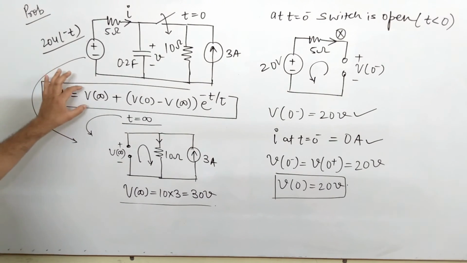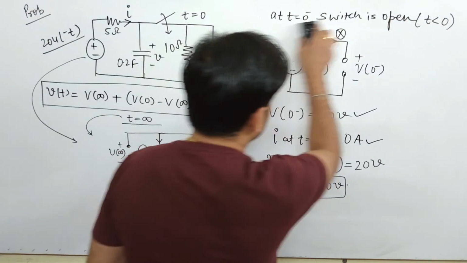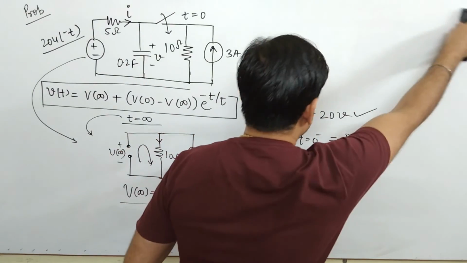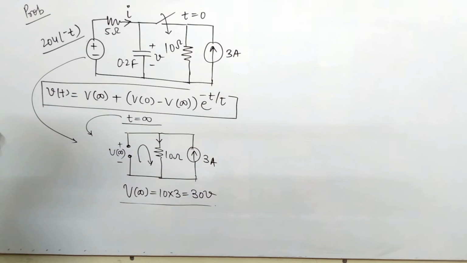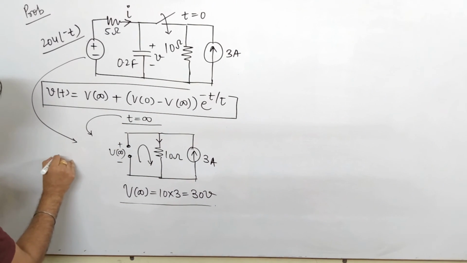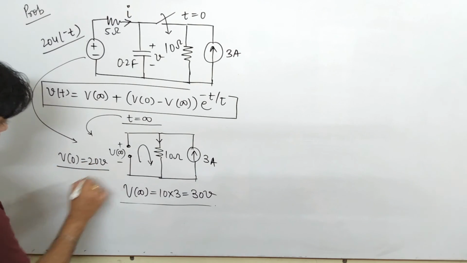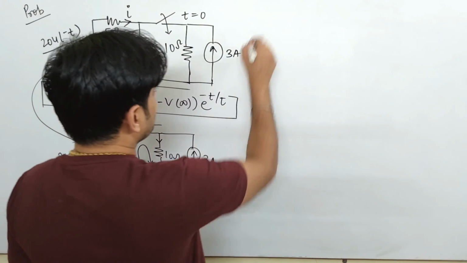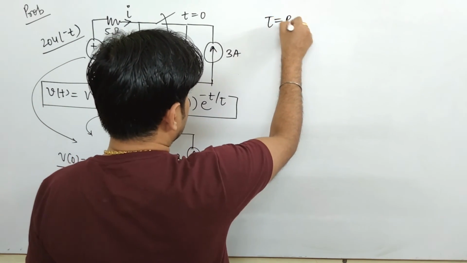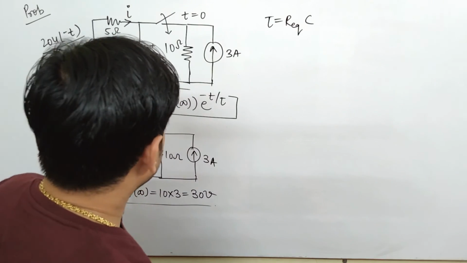So once you know the value of v infinite, and v0, now your task is to find the value of tau, and tau is your RC. So here I should write the value of v0 as 20 volt. So v infinite and v0 we have found. Now we have to find the value of tau. The value of tau is RC, or you can say R equivalent C.